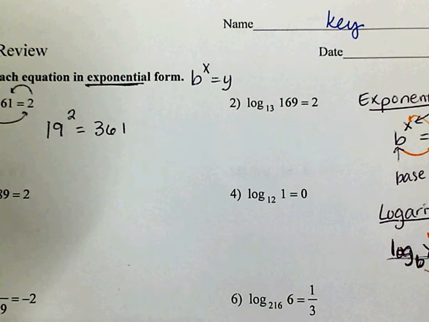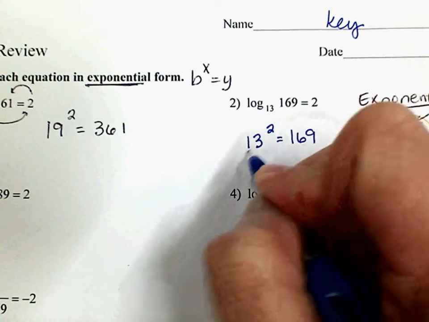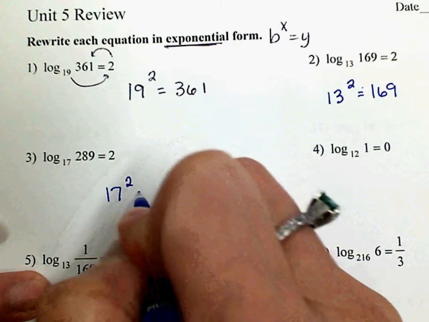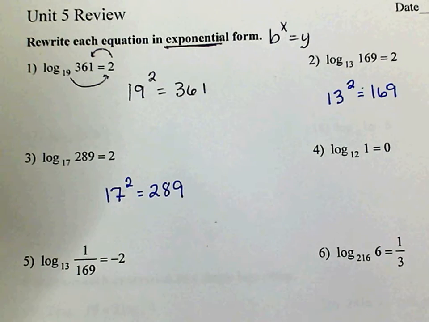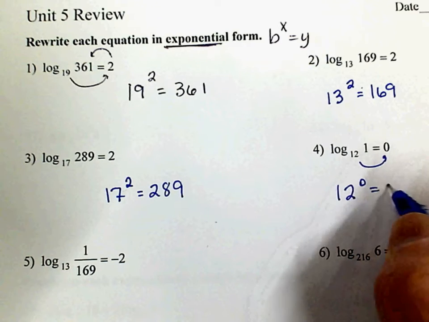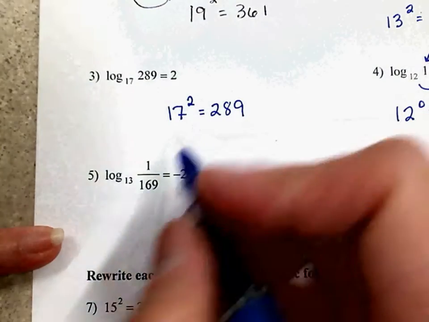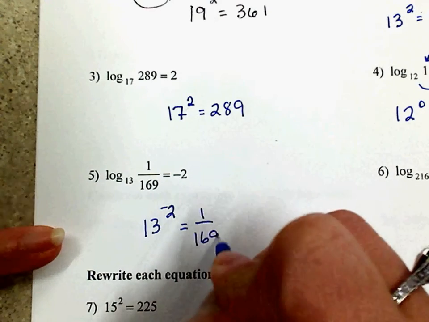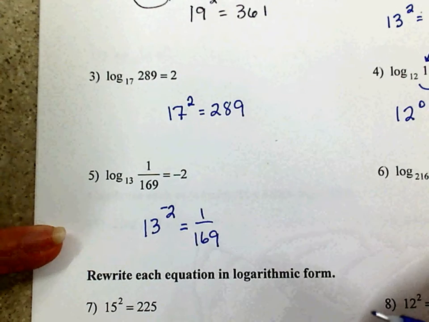All right, number two. Your base is 13, exponent is 2, is equal to 169. 13 squared is 169. On number 3, 17 squared is equal to 289. Okay. On number 4, it is 12 to the 0 is equal to 1. Anything to the 0 power is 1. Number 5, your base is 13, your exponent is negative 2, that's equal to 1 over 169. So 13 to the negative 2 is equal to 1 over 169, okay?